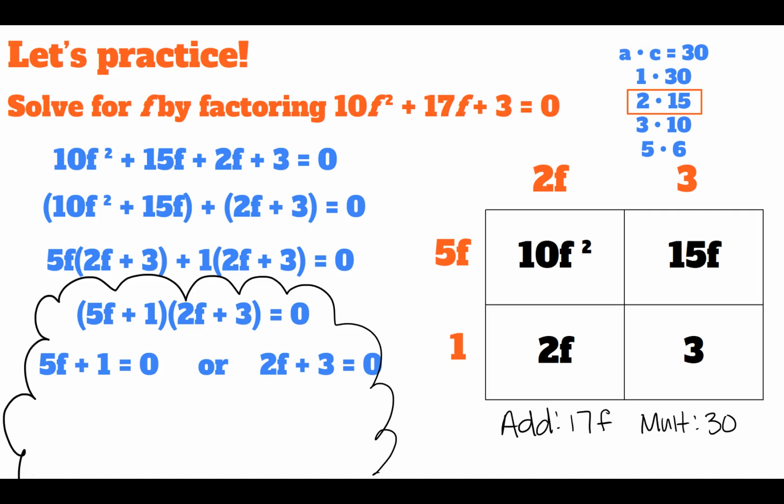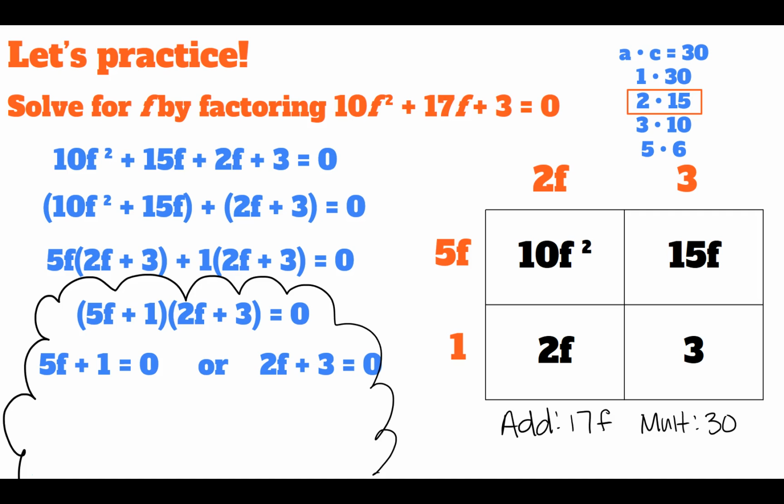Then what? Divide by 5. So we have f is equal to negative 1 over 5. If you want to do a decimal, you do not have to, but it's negative 0.2. If you're using one of my calculators and you did 1 divided by 5, that's what it's going to tell you.